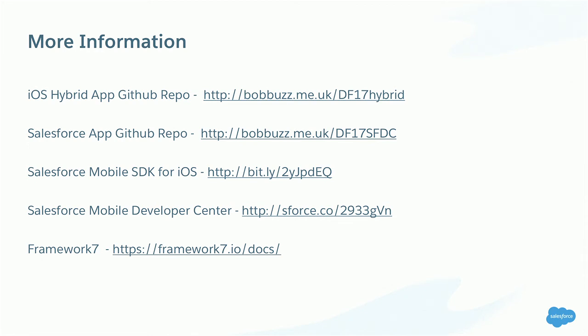The link for the Salesforce Mobile SDK for iOS, as I say, make sure you use the latest version when you download that. Salesforce Mobile Developer Center, loads of good information and good advice there. And finally, Framework 7, if you're interested in looking at that. As I say, the documentation there isn't great. The library itself is great. It's really, really good, really fast. However, it's kind of for you to piece together the examples if you're interested in doing anything a bit more over and above the standard stuff.